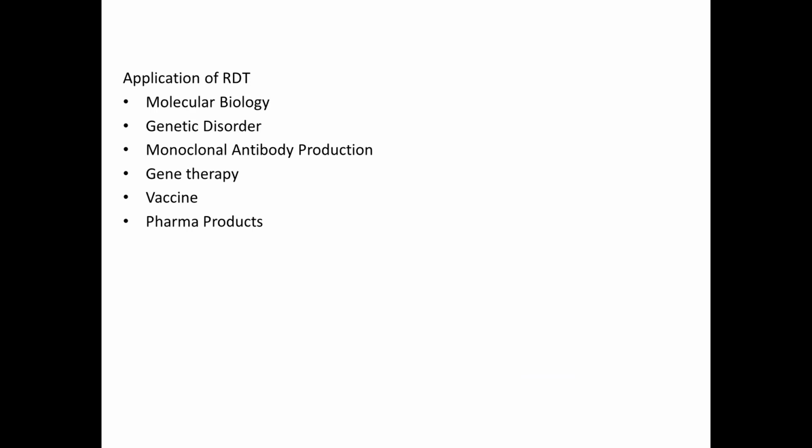For the application of recombinant DNA technology, first of all, it is generally applied in the field of molecular biology. Gene mapping is one of the techniques in molecular biology where you can use recombinant DNA technology. Gene mapping will tell us the exact location of a gene in a chromosome. Also, in genetic disorders, we can apply recombinant DNA technology for the identification of the genetic disorder. By designing DNA probes, the genetic disorder of the body can be identified.